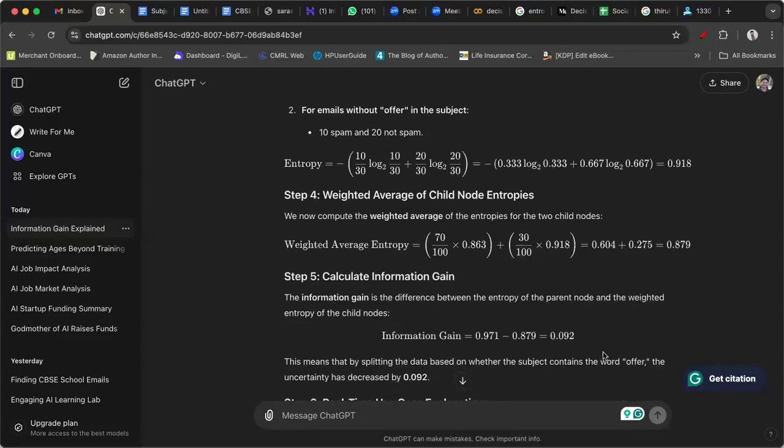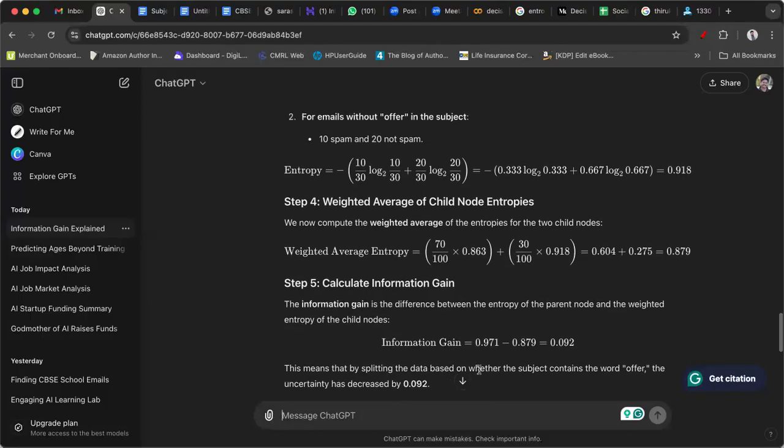Now, based on the definitions and a couple of examples we have seen, how do you define this? We have calculated the entropy, we have calculated the information gain, and based on this information gain, what is your thought process? What is your decision?